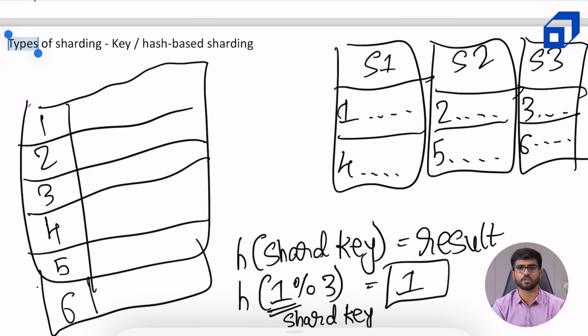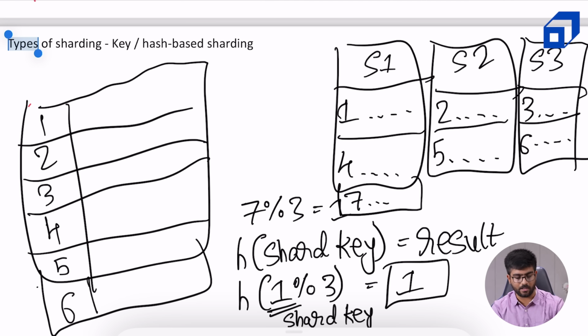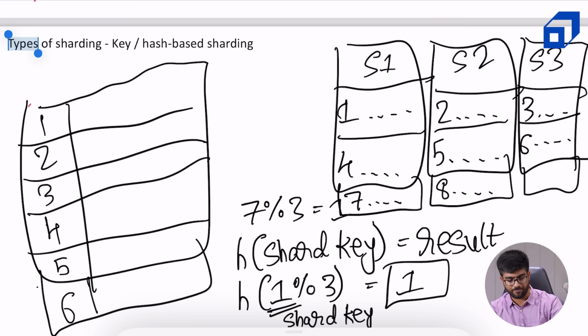And similarly for a write, let's say there is a new entry, user ID 7. In order to compute the hash for it, we compute 7 modulo 3, which is going to be 1. So we put the entry corresponding to user ID 7 in shard 1. And if it further grows, we'll put the other entries as well.